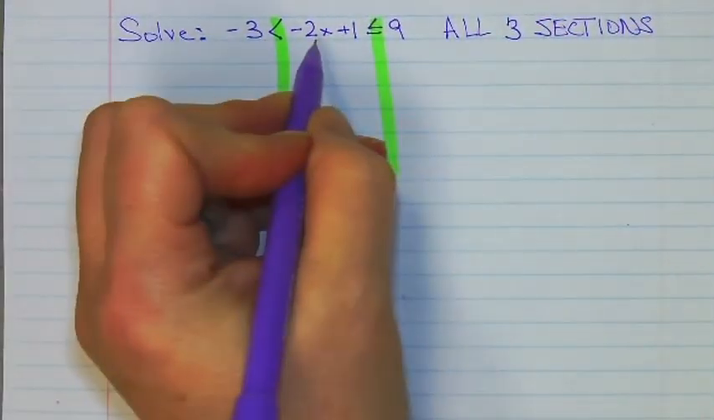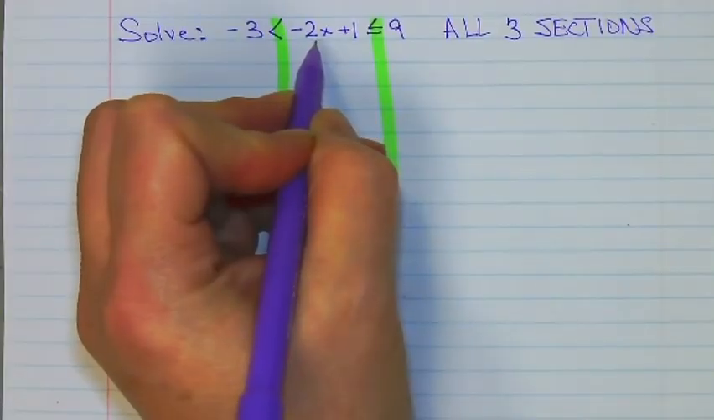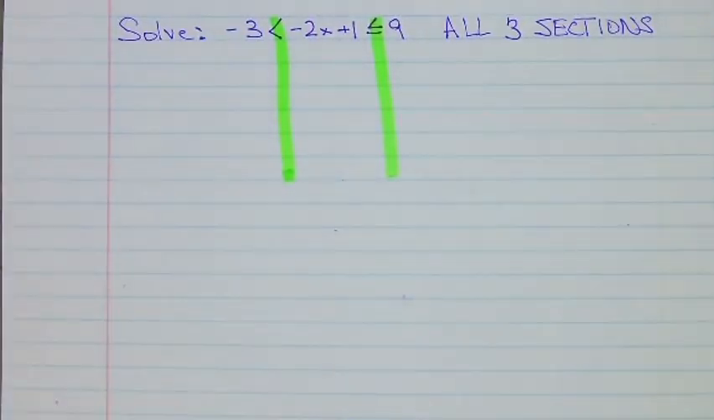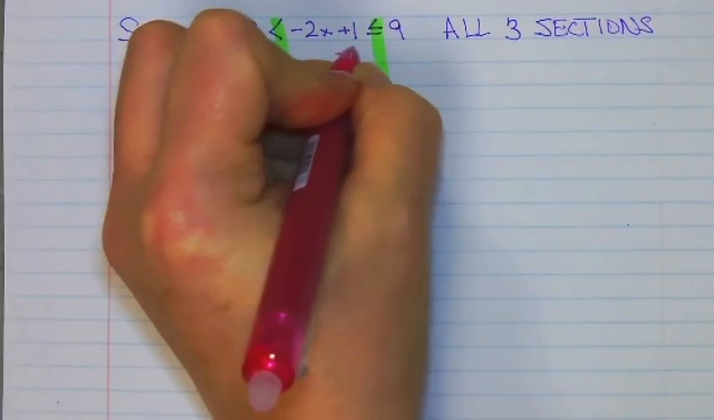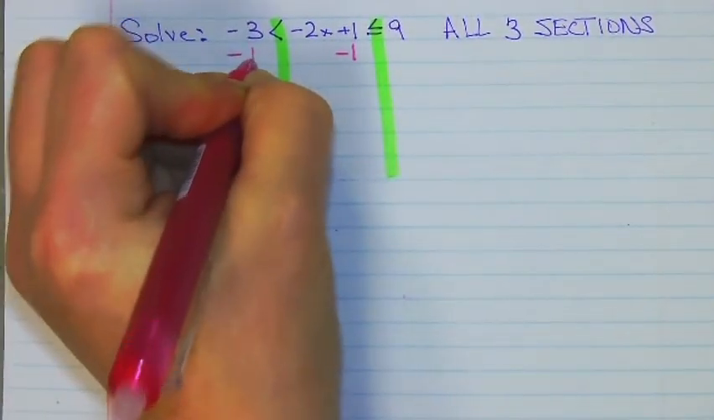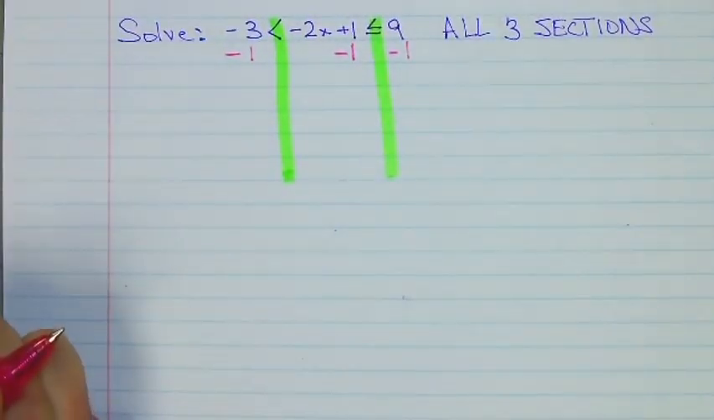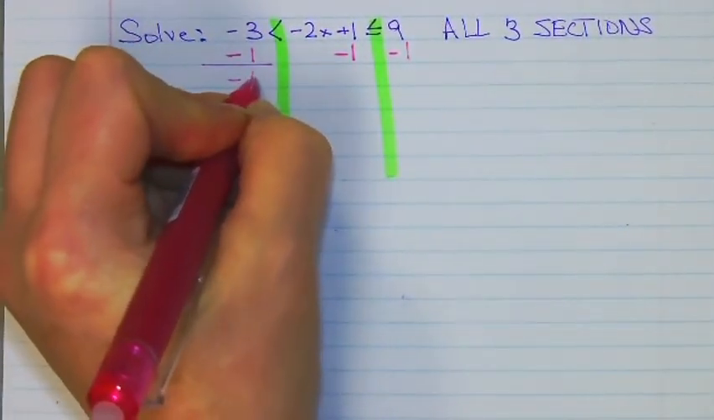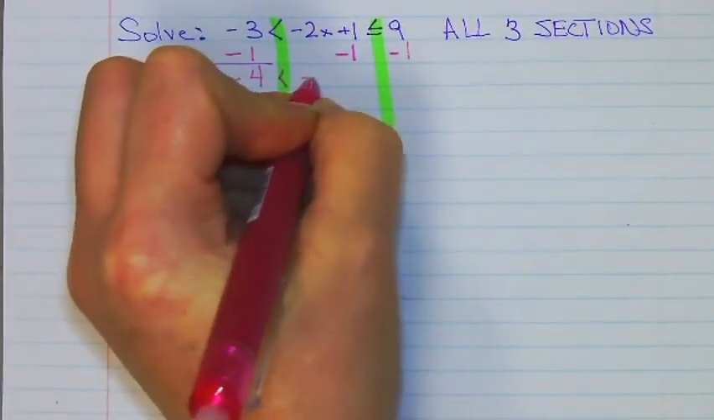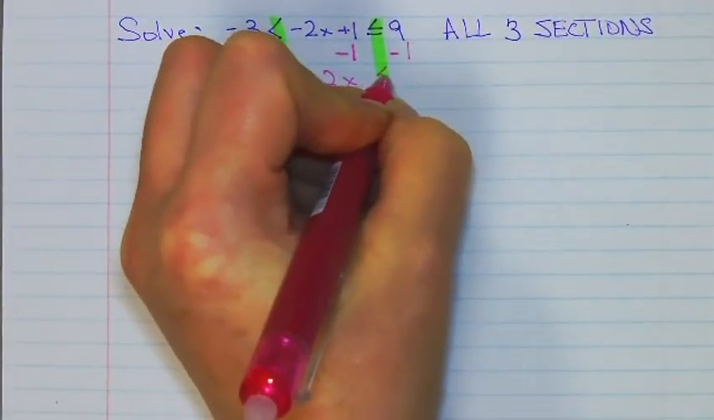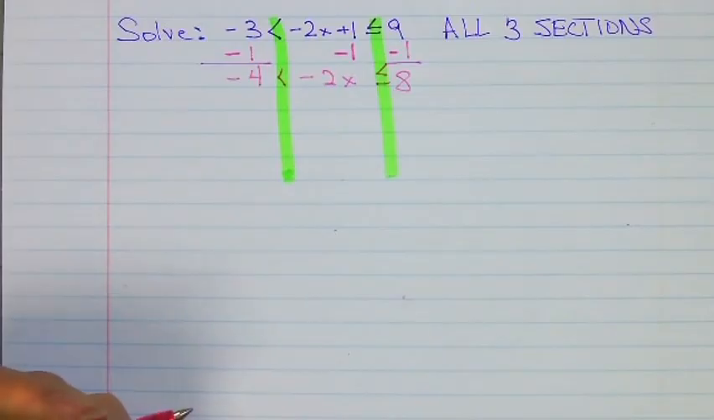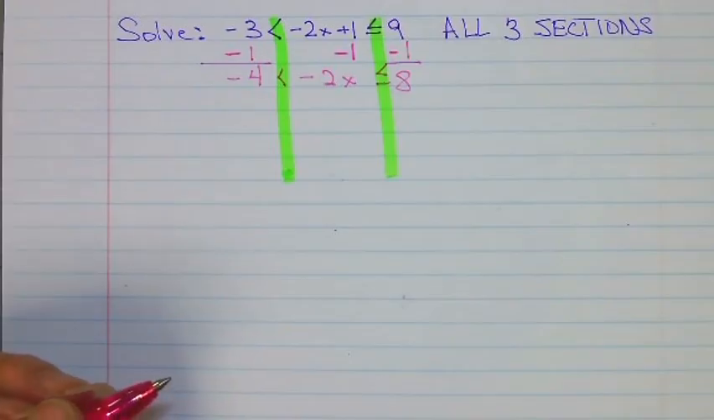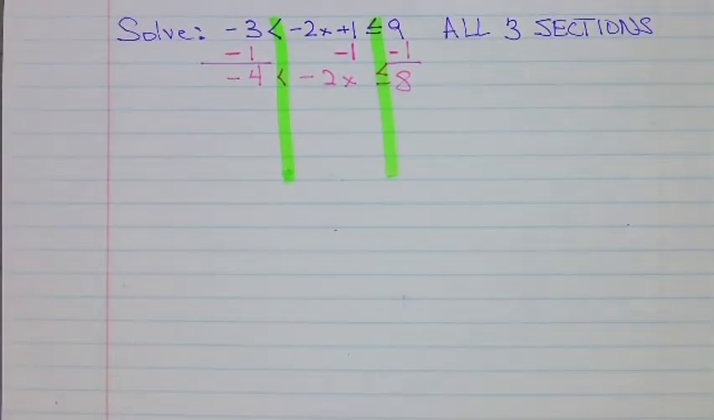So we need to isolate this x. So what we need to do first is get a different colored pen, and then we need to subtract 1 from all 3 places. Okay?